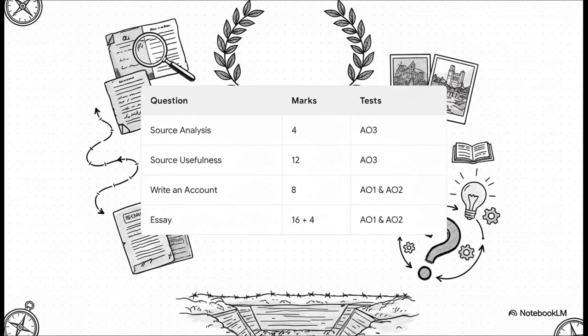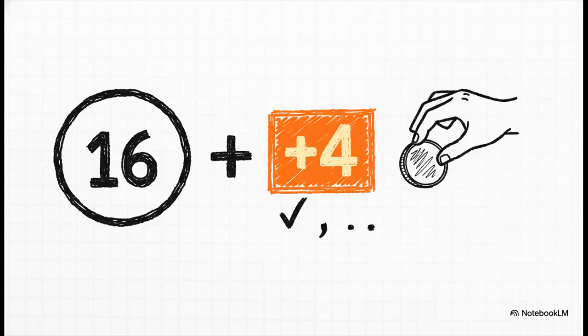And then there's the big one, the final essay, where you have to form a sustained argument and come to a really solid conclusion. And please, whatever you do, do not throw away free marks. That final 16-mark essay has an extra 4 marks just for your spelling, punctuation, and grammar. For some people, that's a whole grade boundary. It really pays to be precise and clear in your writing.